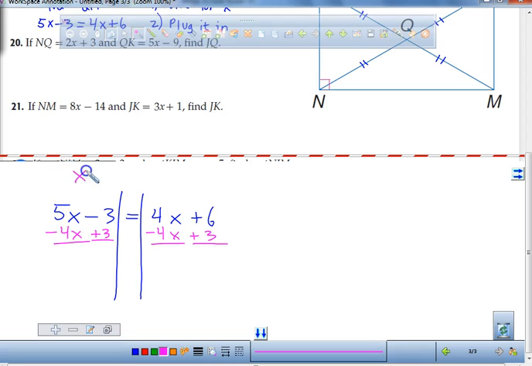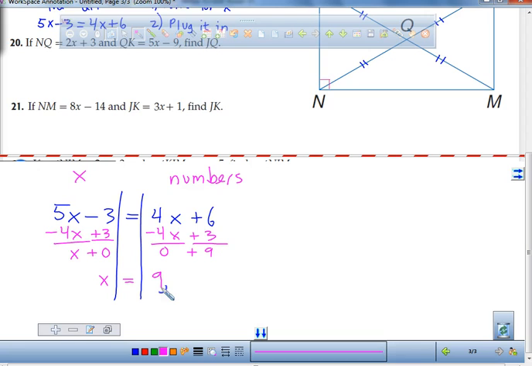But you have to make a decision. I'm going to have all of my x's over here. I'm going to have all of my numbers on the right-hand side. So what is 5x take away 4x? 1x. What's negative 3 plus 3? 0. What's 4x minus 4x? 0. What's 6 plus 3? A 9, right? So all I have is what? I have x plus 0, and I have a 0, and I have a positive 9, which means x equals 9. So that's step 1.